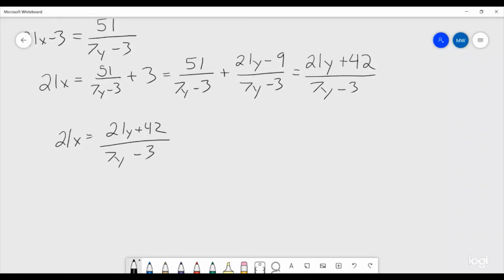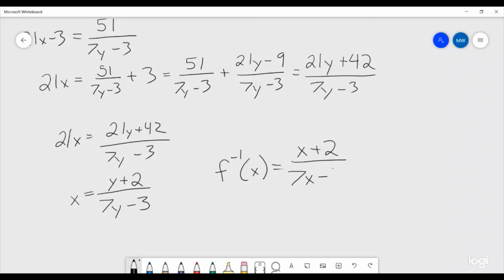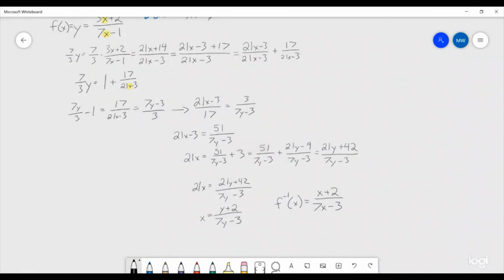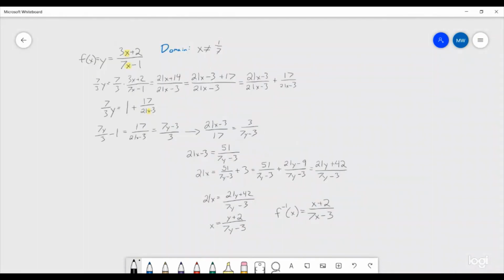Dividing both sides by 21, that gives us x equals y plus 2 over 7y minus 3. So that tells us that our inverse function is going to be x plus 2 divided by 7x minus 3. So if we go back to figure out what our original function f was, that was 3x plus 2 over 7x minus 1. So let's grab that and bring it over.